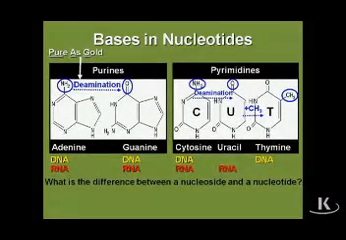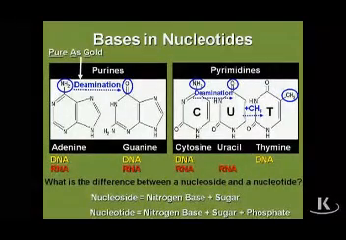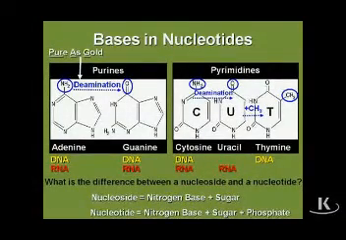Now, what is the difference between a nucleoside and a nucleotide? A nucleoside, then, is when you take one of these nitrogen bases and you bind it to a sugar. So that's a nucleoside. A nucleotide is when you take one of these nitrogen bases, you bind it to a sugar, and then you add one or more phosphate groups. So understand the key difference here. A nucleoside is a nitrogen base plus a sugar, whereas a nucleotide is a nitrogen base, a sugar, and one or more phosphates that have been attached to that particular structure.